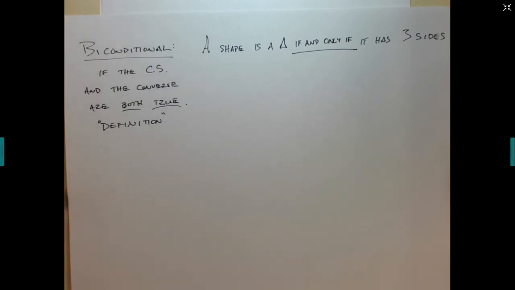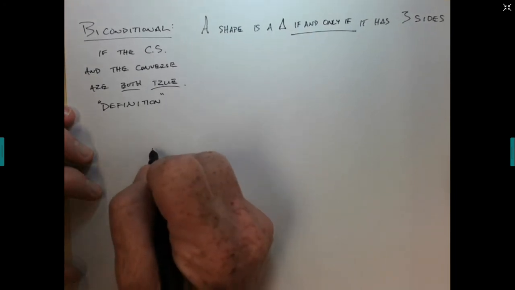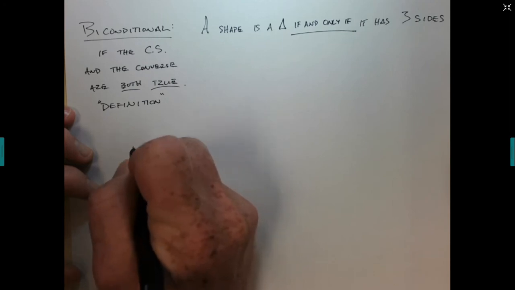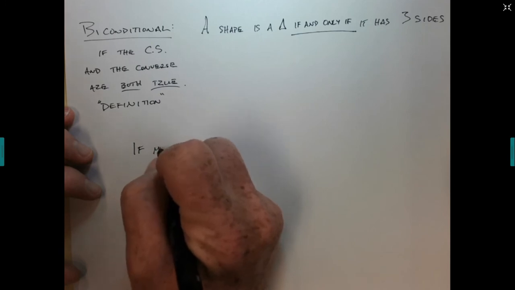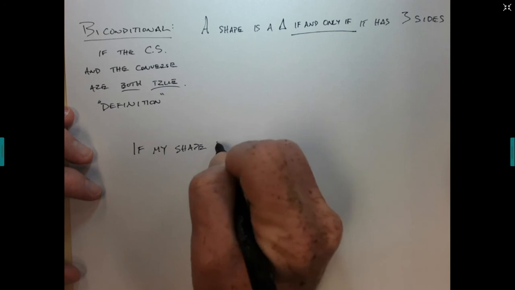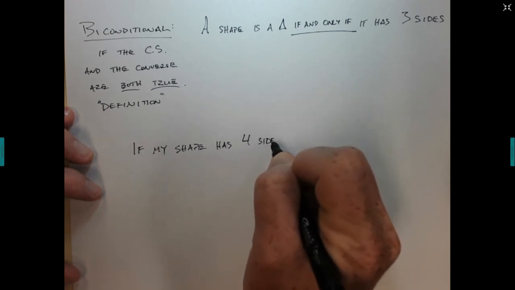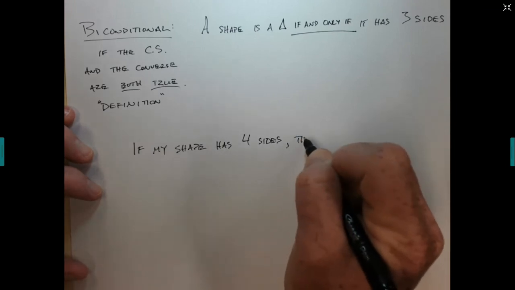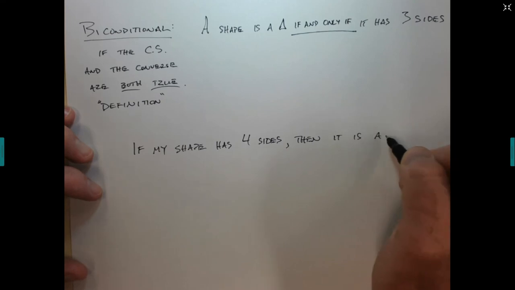All right. So lastly, I showed you a bunch of true statements. What if I showed you one? I'll give you a hint. This one's false. If my shape has four sides, then it is a square.